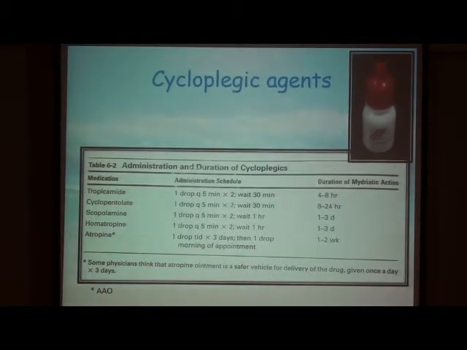So what are the agents we use for cycloplegic refraction? This is a picture from the academy, but this table from Kenneth Wright's book is more detailed, talking about the cycloplegic effect and the mydriatic effect. So we have to differentiate between the drugs. There is a mydriatic effect and there is a cycloplegic effect. What we are talking about here is the cycloplegic effect, not the mydriatic one.